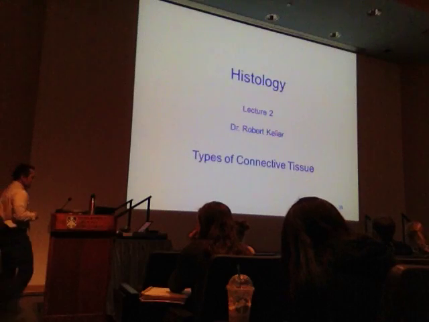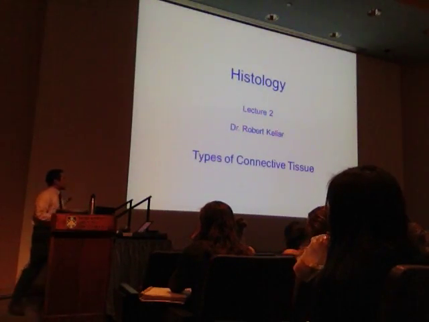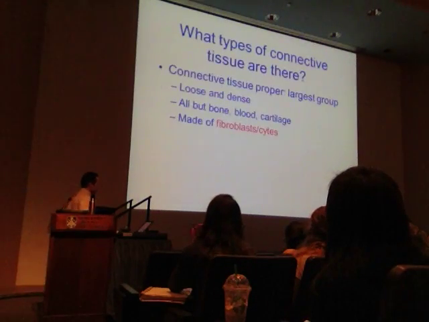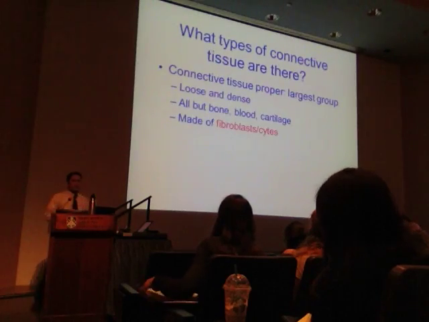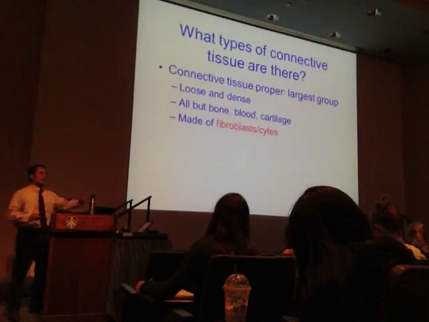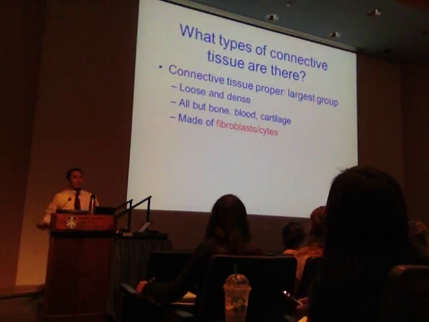All right? So we got to finish out connective tissue. This is our second lecture of connective tissue. And we're going to talk a little about the different types of connective tissue. We're going to go through that, and we're going to talk about different types of muscle. And then we'll finish it out with nervous tissue.